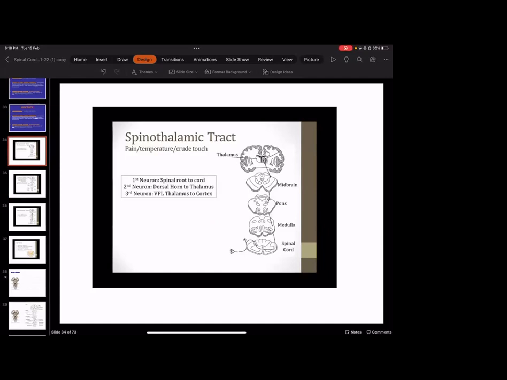It goes to a place called the VPL thalamus, and then from the thalamus it goes to the cortex. That's first, second, and then third, so three neurons: one here, the long one, and then the last one. The main thing you have to know is that it crosses at the spinal level of the spinal cord, so most of the lesions are going to be contralateral. That's when the questions come. Just realize that in the spinothalamic tract it's on the contralateral side. That's one thing you have to know.